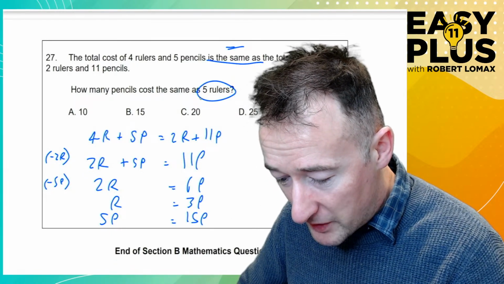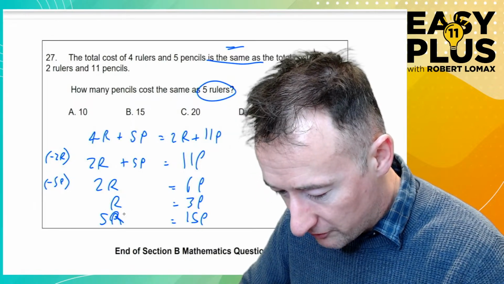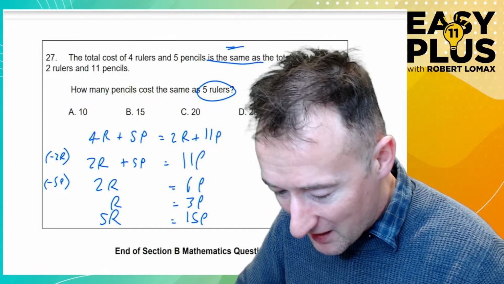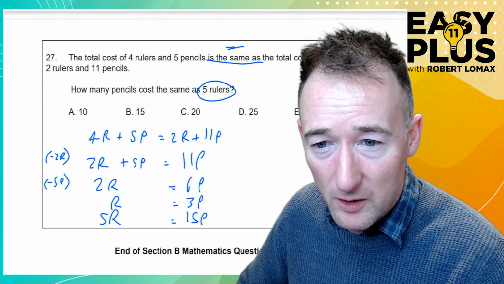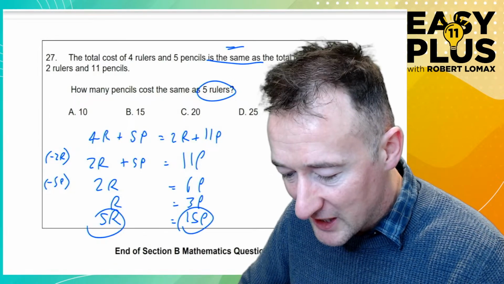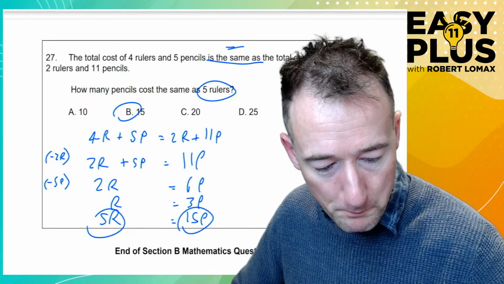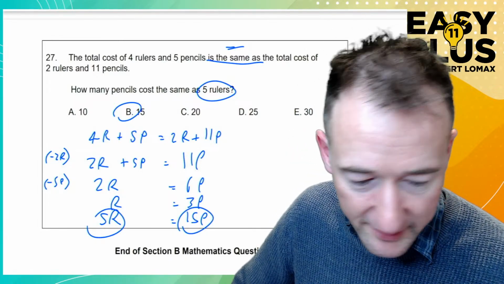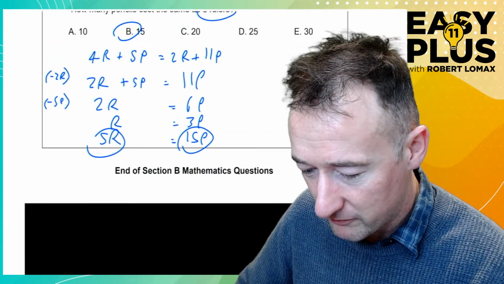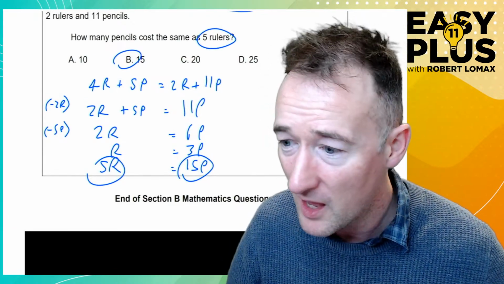15p. So how many pencils cost the same as... what am I doing? Sorry, 5r, not 5p. I just ruined the world. 5r, that's the one. So we know that 5 rulers cost the same as 15 pencils. So the answer is 15. B, assuming that's the answer I got earlier. Yes, magnificent. So if I'm wrong, I was wrong twice. So I'm just really enthusiastically going all in on the wrong.